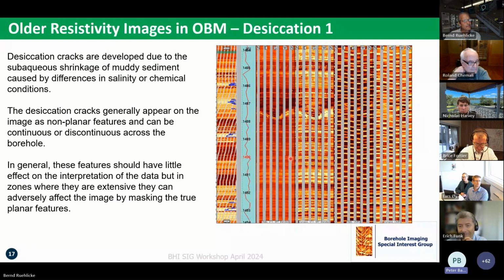It's very easy to join up these desiccation cracks and make artificial features out of them because they can appear to be continuous or discontinuous. And again, they come and go with formation changes. I think all of us that have been dealing with these images have been seeing them for years, but when you see the difference between the two images here, it's really stark, the effect that they can have on image interpretation if you do not know what you're looking at.